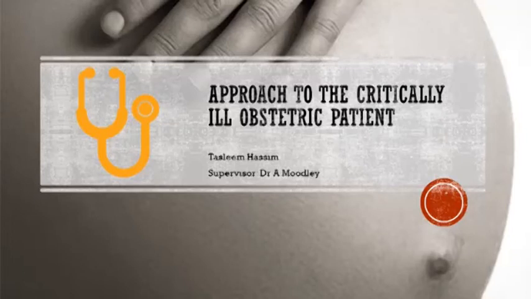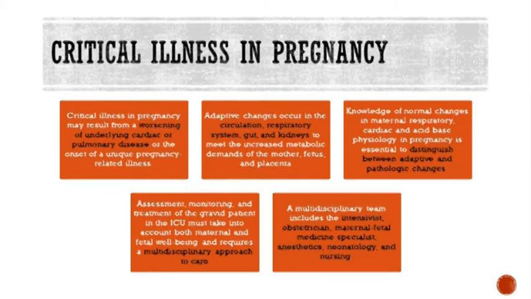Our talk today is on the approach to the critically ill obstetric patient. Critical illness in pregnancy may result from a worsening of underlying cardiac or pulmonary disease or the onset of a unique pregnancy-related illness. Adaptive changes occur in the circulation, respiratory system, gut, and kidneys to meet the increased metabolic demands of the mother, fetus, and placenta.